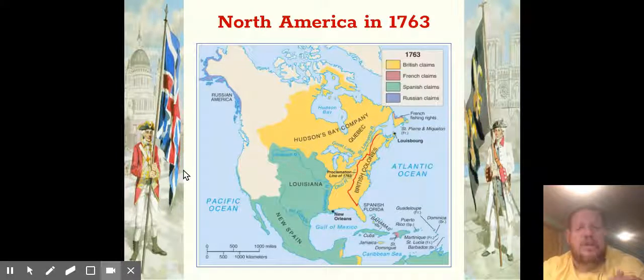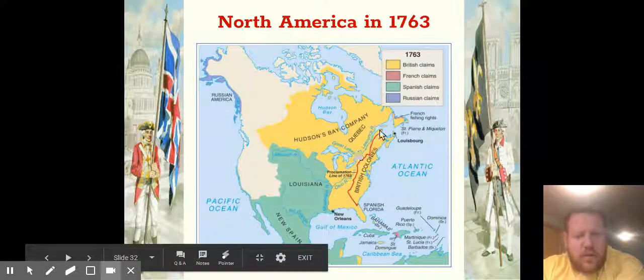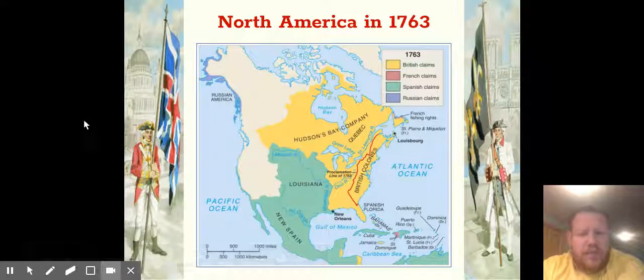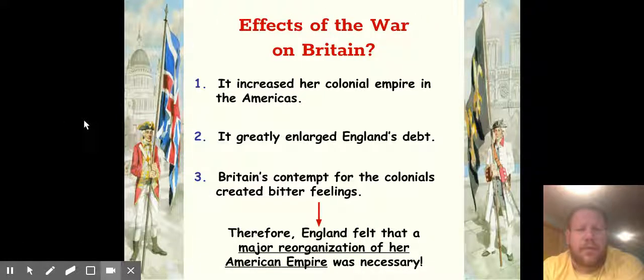So there's our picture now, 1763, 13 years after the last one, where it went from being the French colonies along here and over here to now being the English and the Spanish. And that's it. We don't have any more French claims except in the Caribbean now. So the effects of the war on Britain is that one, she's a big colonial empire now, which is great for Great Britain. The problem is they had to pay a lot of money to get it.